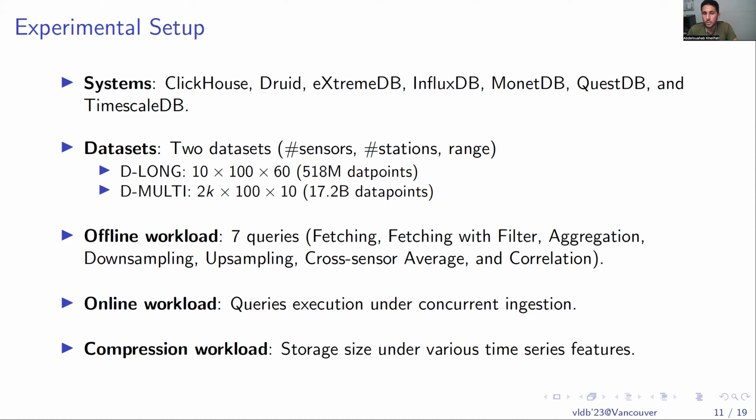Our offline workloads evaluated 7 queries, including fetching with filtering, aggregation, downsampling, cross-sensor average, and correlations between multiple sensors. Our online workloads involved executing these queries under concurrent ingestion, where we vary the size of the ingested data and also the rate of the ingested data, and we study the impact of that on the query performance. And finally, we evaluated the compression workload.